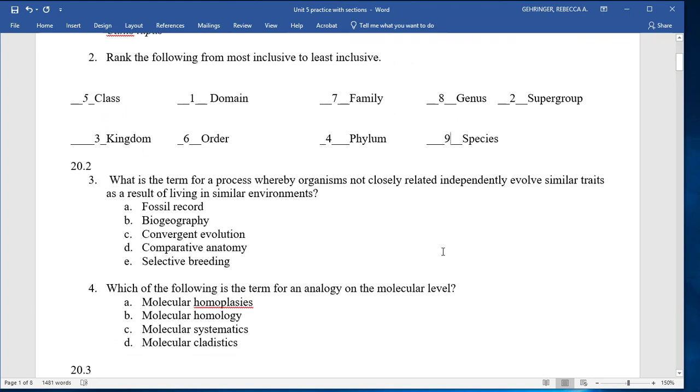Number three, what is the term for a process whereby organisms not closely related independently evolve similar traits as a result of living in similar environments? So that is convergent evolution.